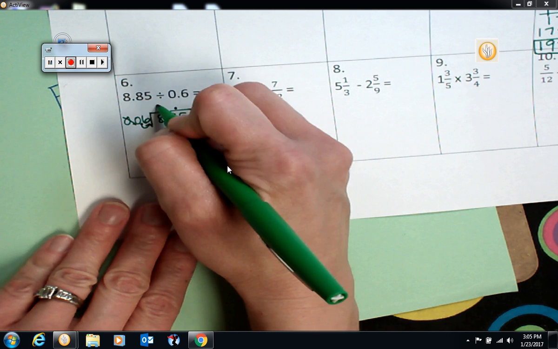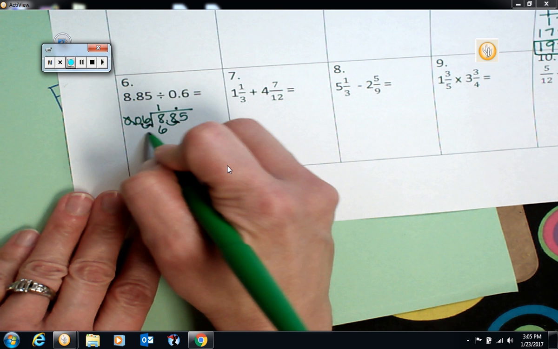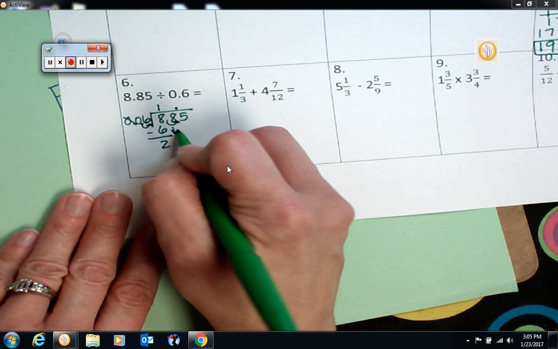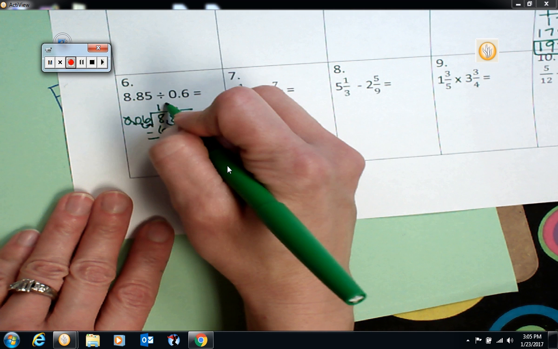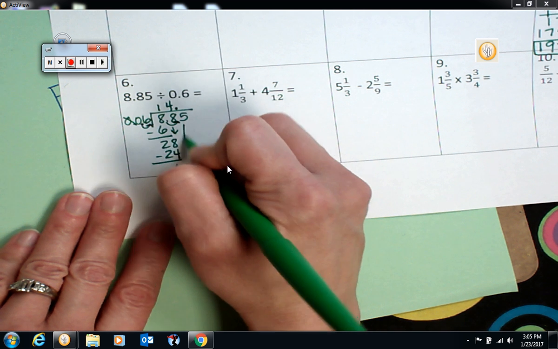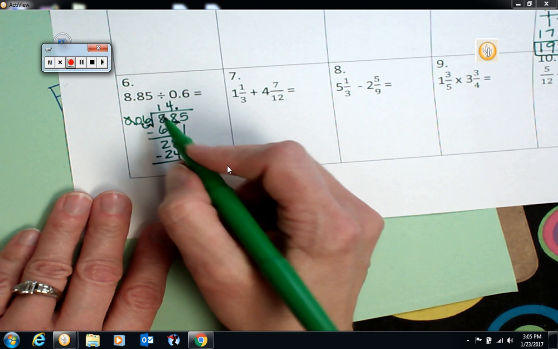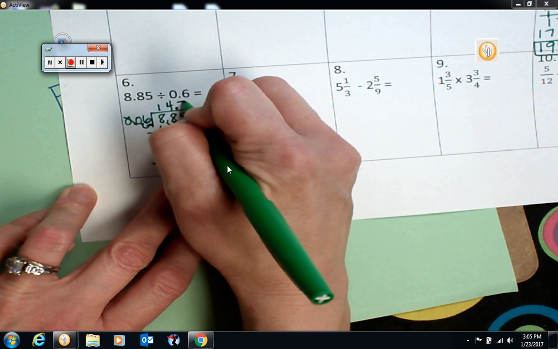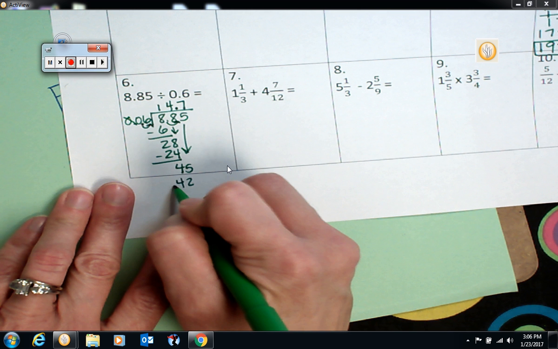6 goes into 8 one time. 1 times 6 is 6. Subtract, I get 2. Bring down the 8. 6 goes into 28 4 times. 6 times 4 is 24. Subtract, we get 4. Bring this 5 down. 6 goes into 45 7 times. 7 times 6 is 42.